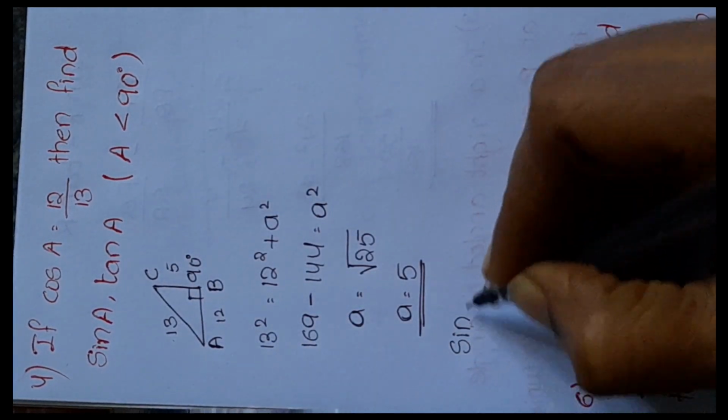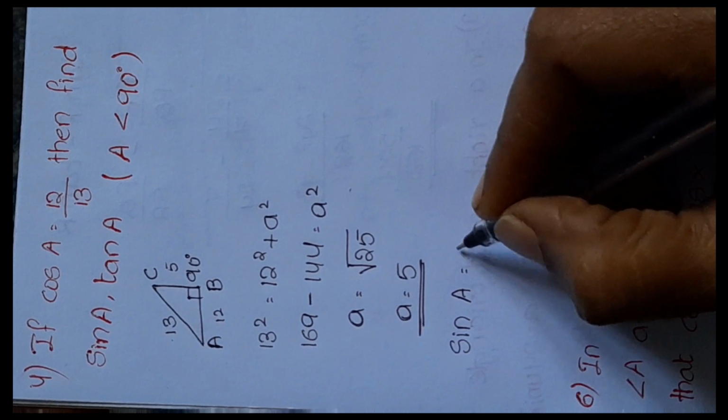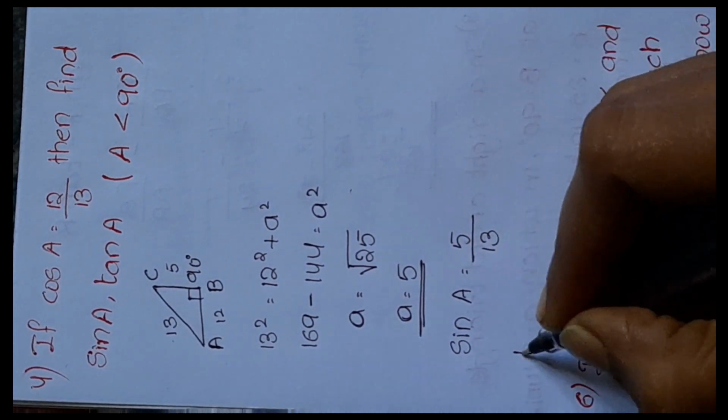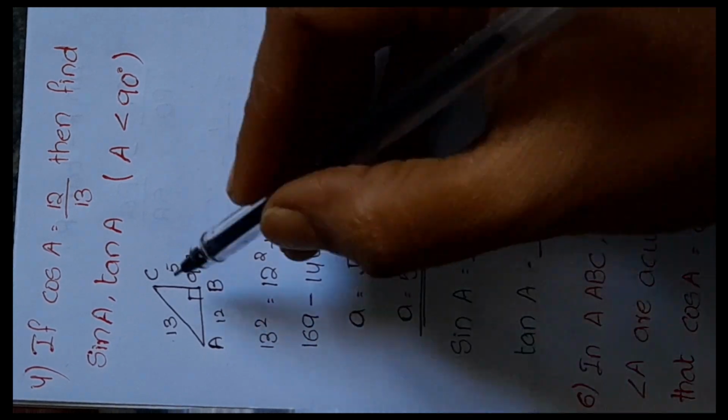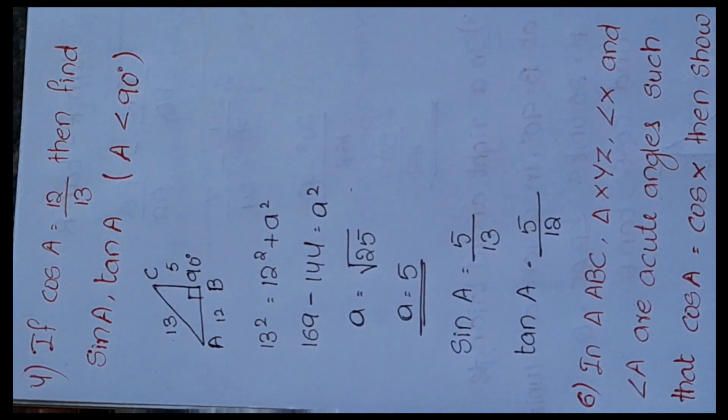From this, sin A is equal to opposite side by hypotenuse. That is 5 by 13 and tan A is 5 by 12. Opposite side by adjacent side.